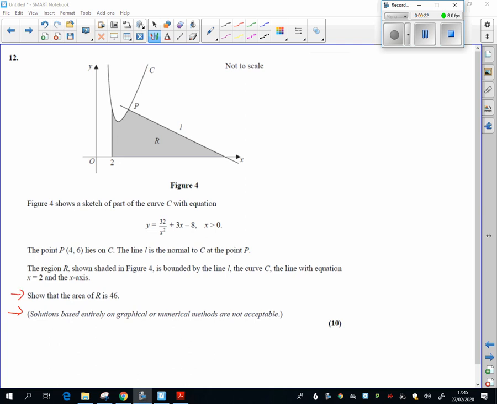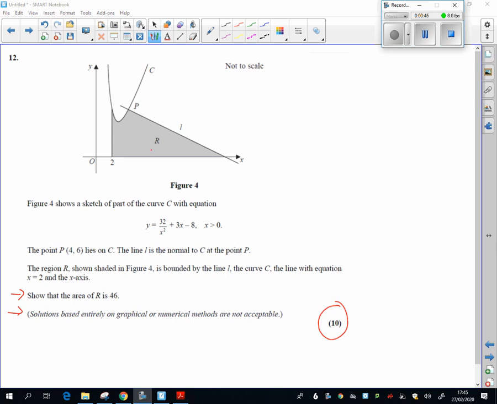And also, it's a show that question, so you've got the answer. So obviously that's helpful in that you'll know you've got it correct if you do manage to get an area of 46. But it does also mean that they need to be sure that you've actually calculated everything. You haven't just used that answer to fill in some gaps. And there's two halves to this question, and the 10 marks are actually split evenly across the two parts.